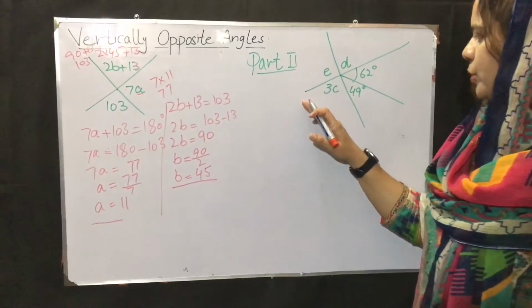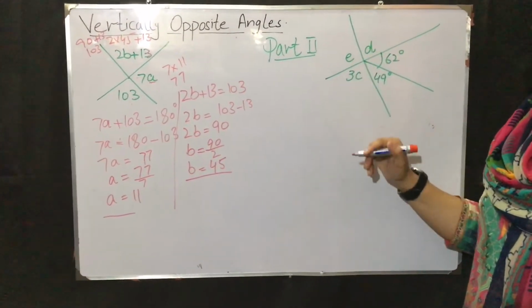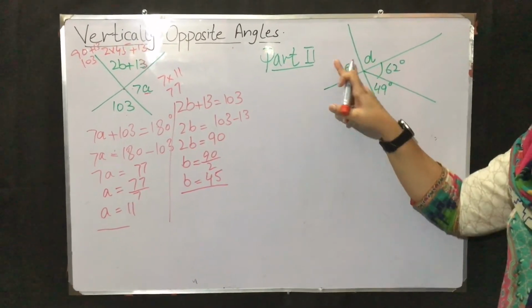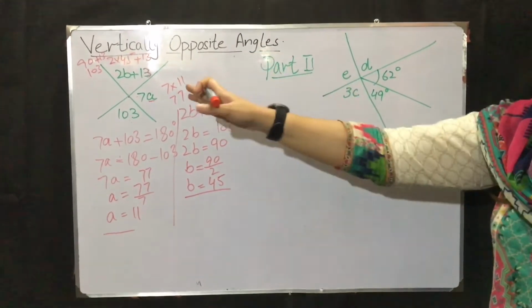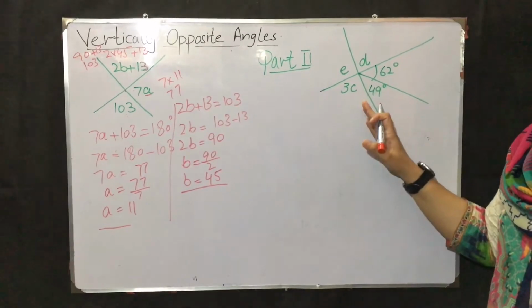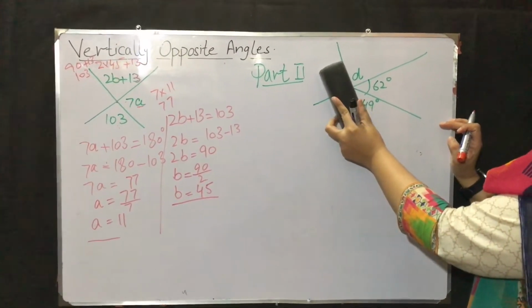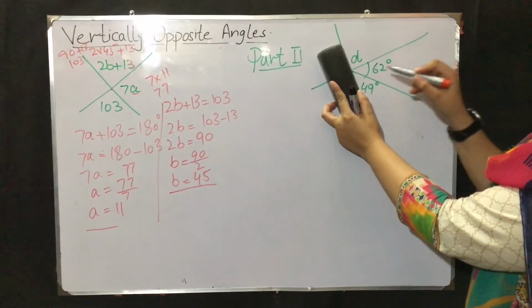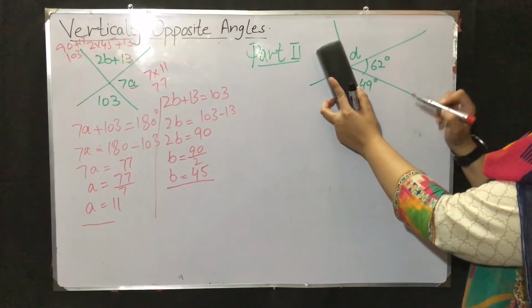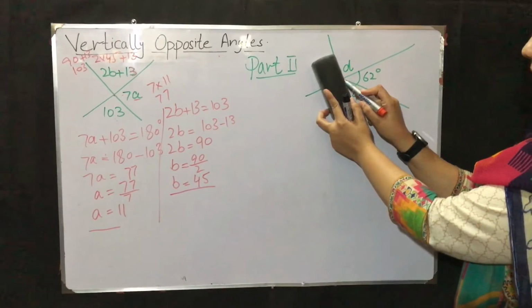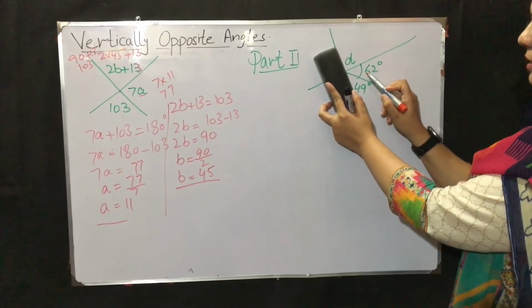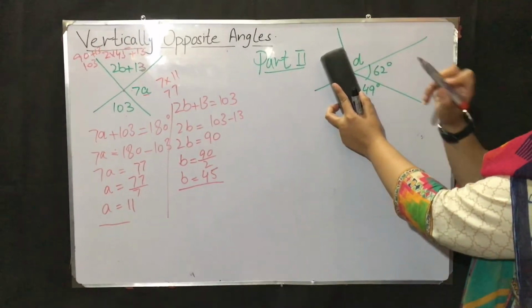Let's have another question. In this we have to find the value of D, E and C. Same as we have done in question number 1, we need to divide into two parts. I am going to place or think that there is no line. These are all adjacent angles because they share a common vertex and sides. 49 is adjacent to 62, 62 is adjacent to D.